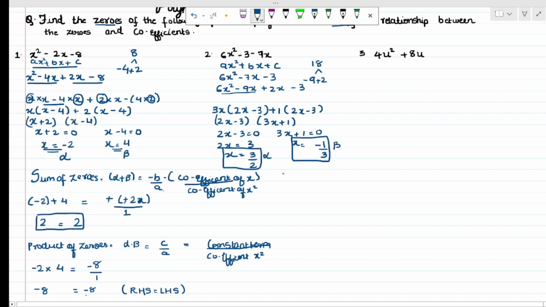Now you need to verify them. That means the sum of zeros is equal to minus b upon a.